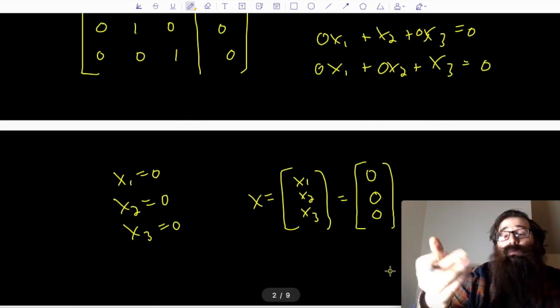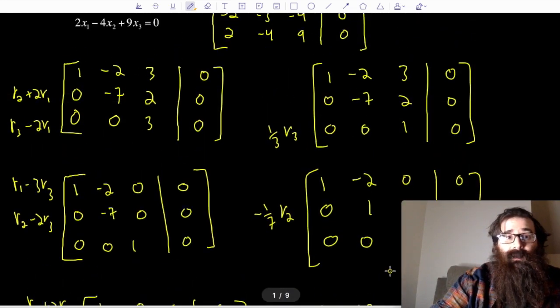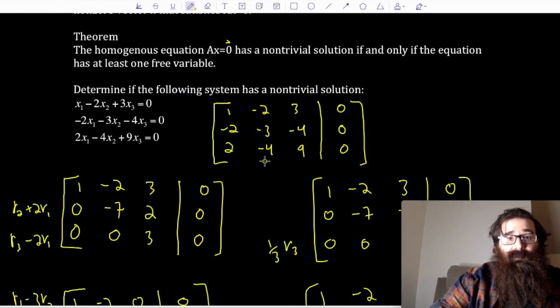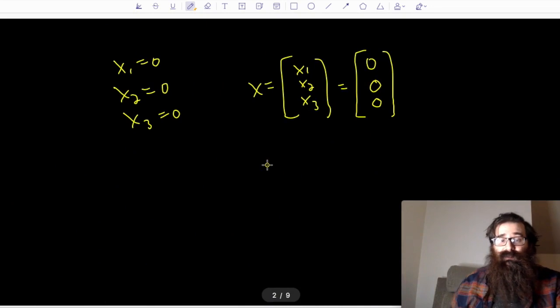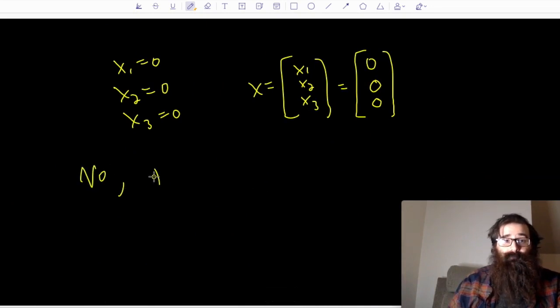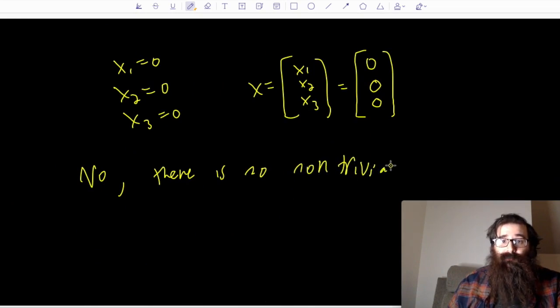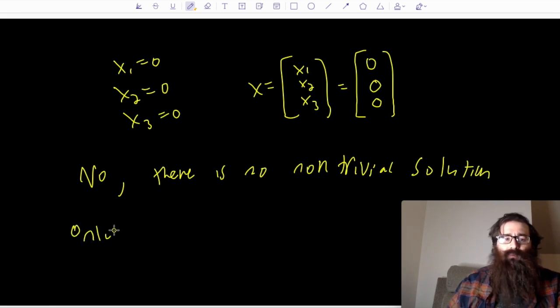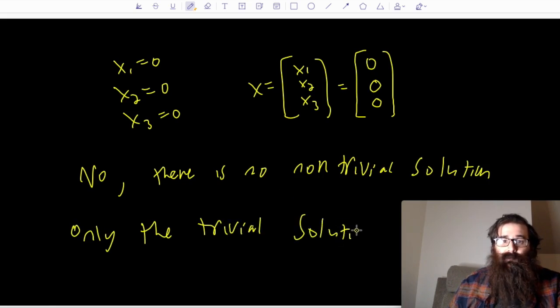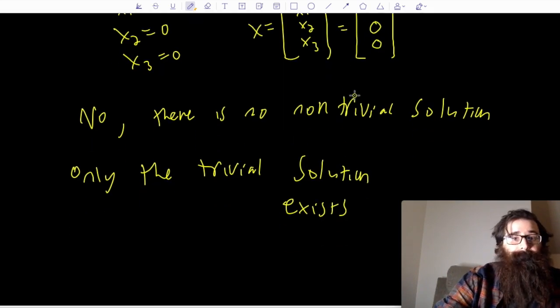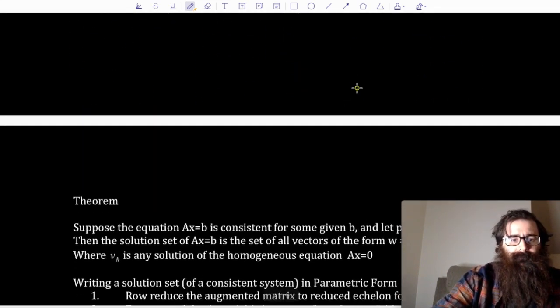So what was the question we were asked, right? We wanted to know, is there some non-trivial solution? Determine if the following system has a non-trivial solution. We would say no. There is no non-trivial solution. And I like to just make things extra clear. I would write only the trivial solution exists. We saw our solution is this 0 vector, and we didn't get any free variables. That's all we got. So only the trivial solution.